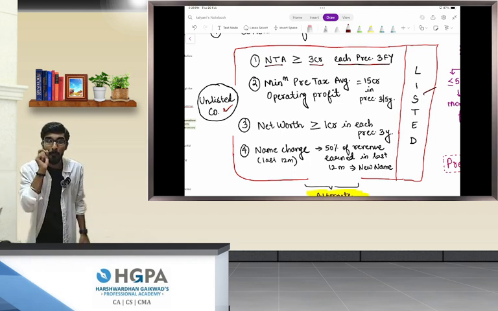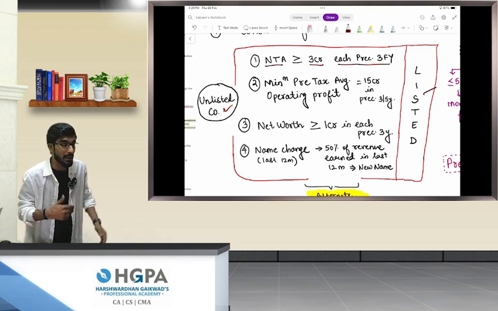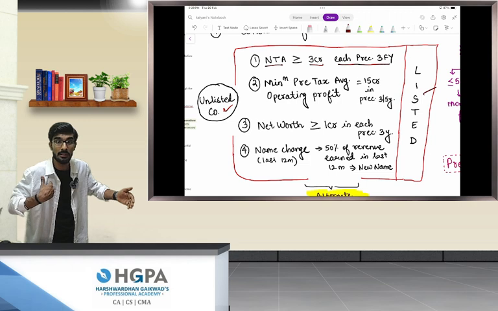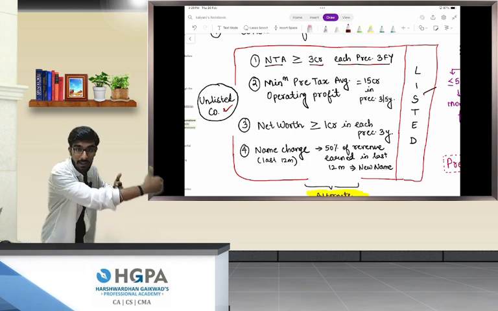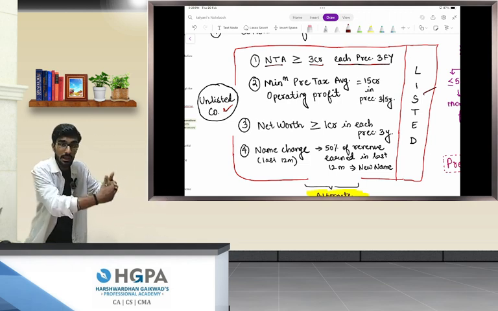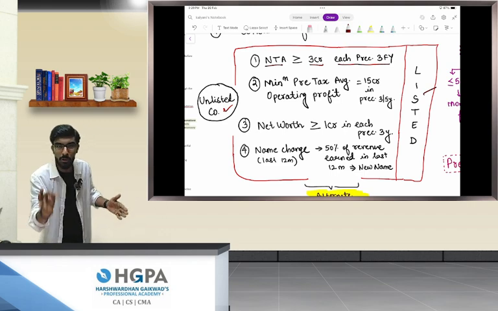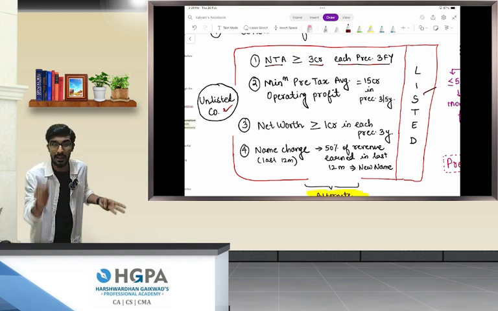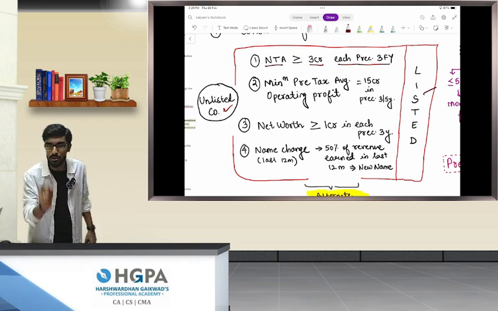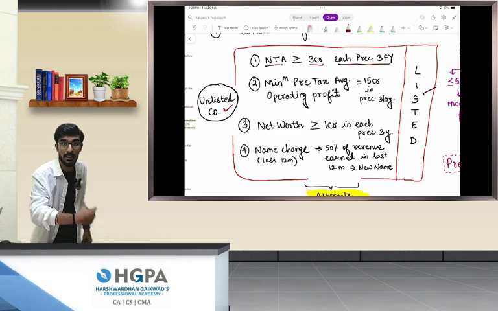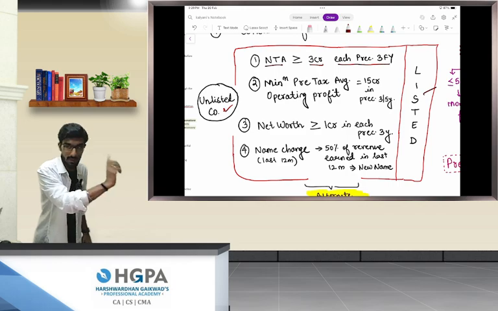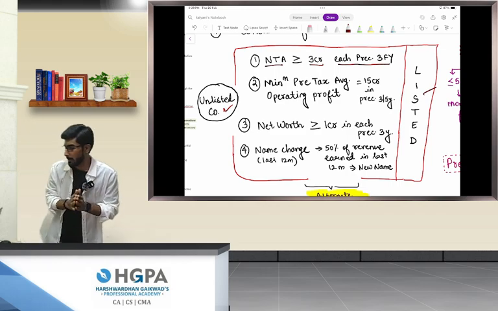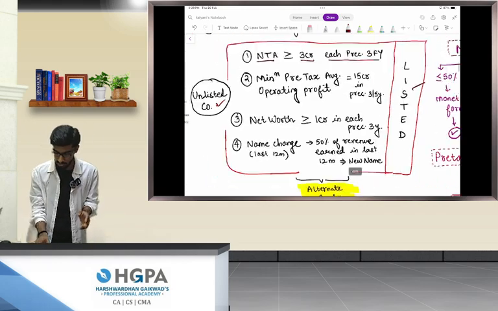Second condition is pre-tax average operating profit in the preceding 3 out of 5 financial years should be at least 15 CR. Okay. Third is net worth. Net worth should be at least 1 crore in each of the preceding 3 financial years. Clear? Perfect. Number 4, name change.